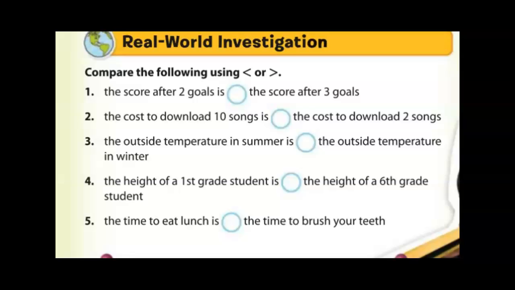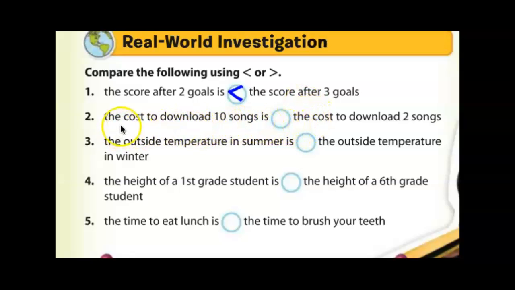All right, so we're going to take some time and practice using the greater than and less than symbols to compare two quantities. For the first one, it says the score after 2 goals is what compared to the score after 3 goals. Okay, so 2 goals is going to be less than 3 goals.